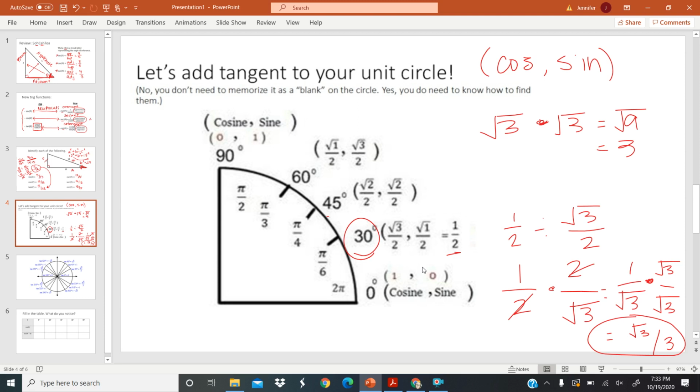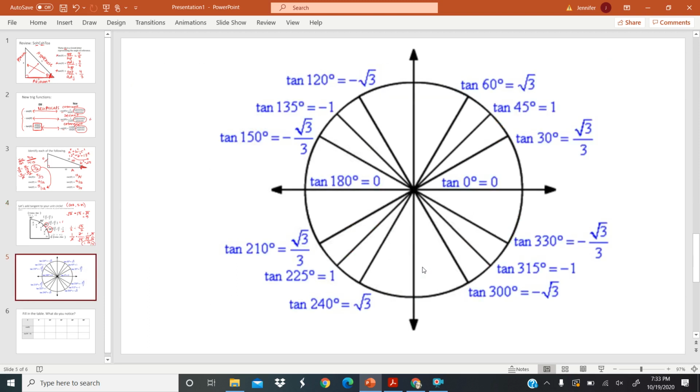Some of them work out a little more easily, like at 45, the square root of 2 over 2 divided by itself is just going to be 1 for the tangent, and so on. But I am going to show a slide right here that has all of the tangents for the entire unit circle, and these are already rationalized. Even if we were in class in person, this isn't something that you have to memorize. It's just something that's good to know.